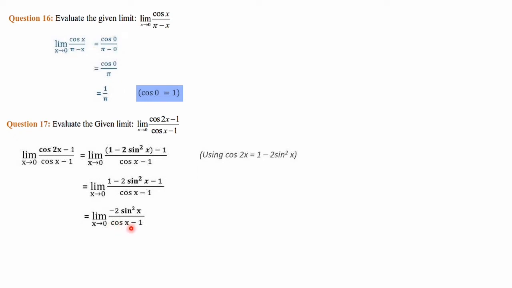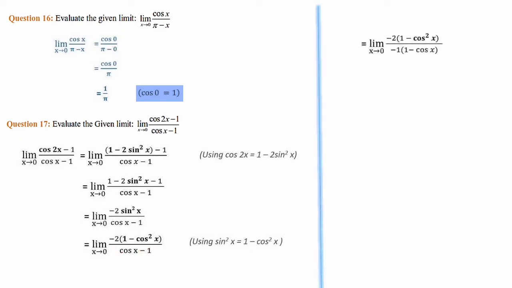Denominator is having a cos term, so we can change this sine into cos by using the identities. Sine square x, we know the formula 1 minus cos square x. Let's substitute it. Limit x tends to 0 minus 2 into 1 minus cos square x by cos x minus 1. Reason, sine square x we have used as 1 minus cos square x. And there is a minus term in numerator common.